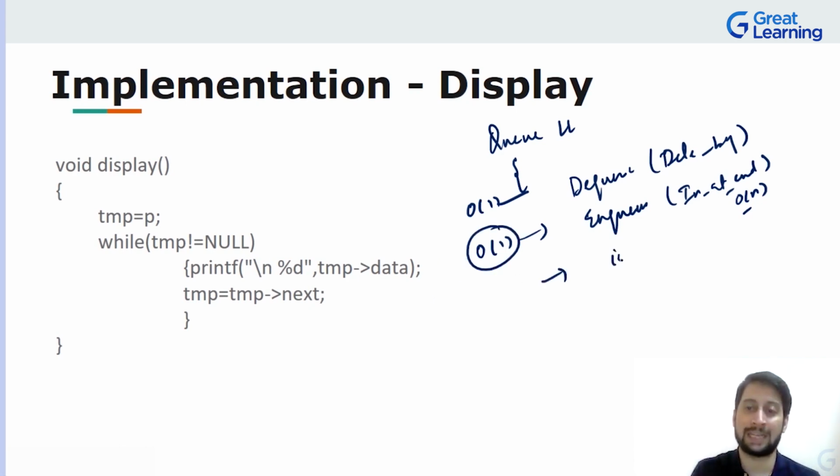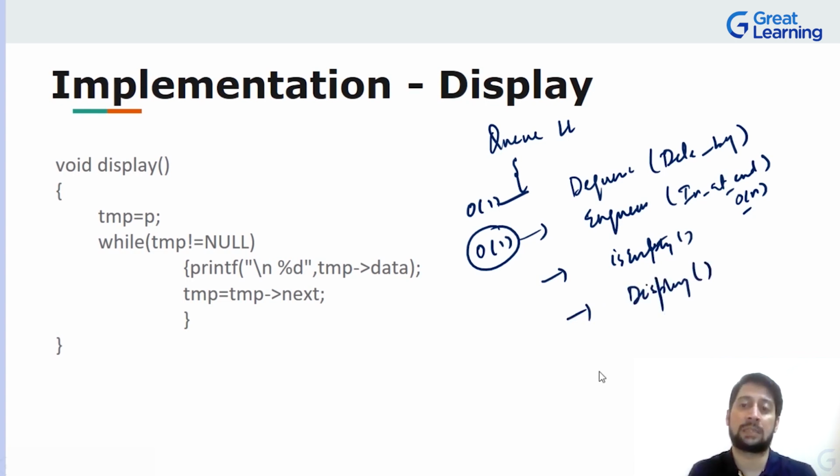We have also seen isEmpty. We have also implemented isEmpty to check if our queue is empty or not. And finally, we also checked the display method, which is used to display all the elements in the queue. This is also done in a constant amount of time, isEmpty.